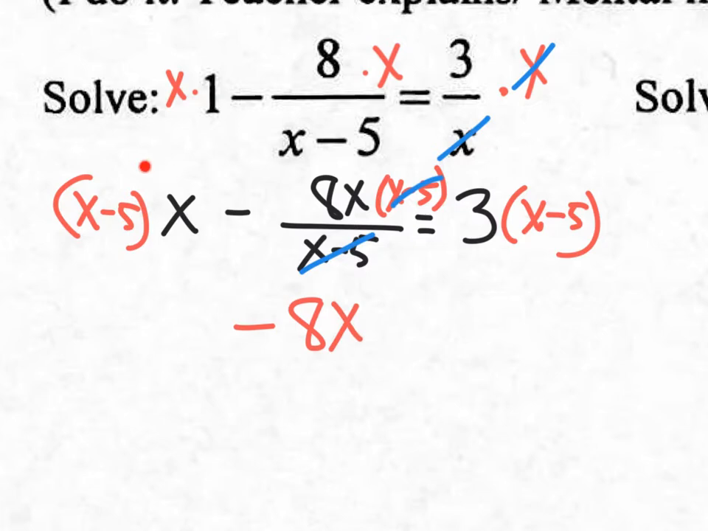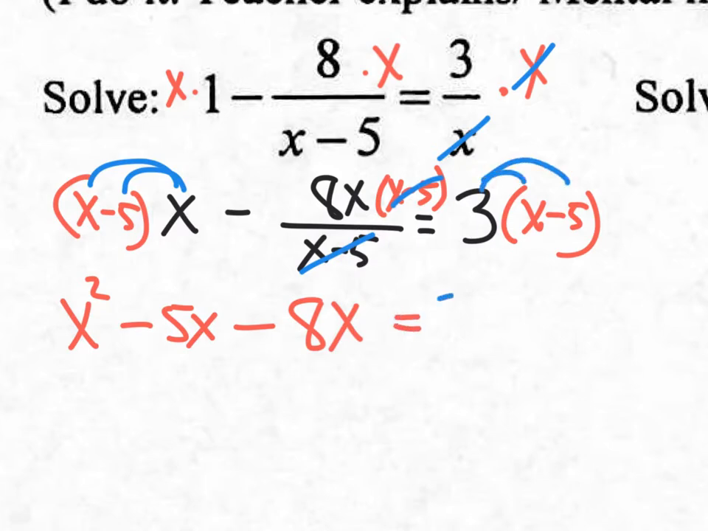And what happens over here? Well, over here you need to distribute x times x and x times negative 5. So x times x is x squared. x times negative 5 is negative 5x. And we already have that negative 8x that came down. We have the equal sign right here. And of course, on the right side we're going to have a 3x. I should probably do that in red.